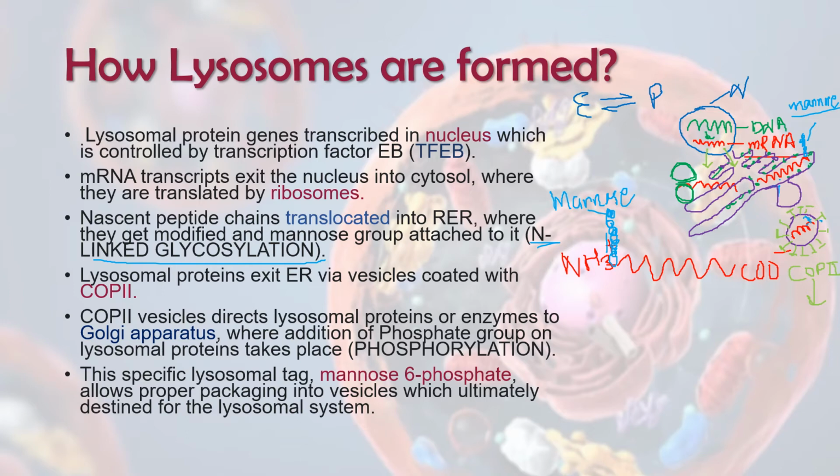Okay, so let me draw the cisterns of Golgi. Now this vesicle gets attached to the cisterns of the Golgi apparatus. Now inside the lumen of the Golgi apparatus, there is another main important process, that is phosphorylation of this protein with mannose takes place.